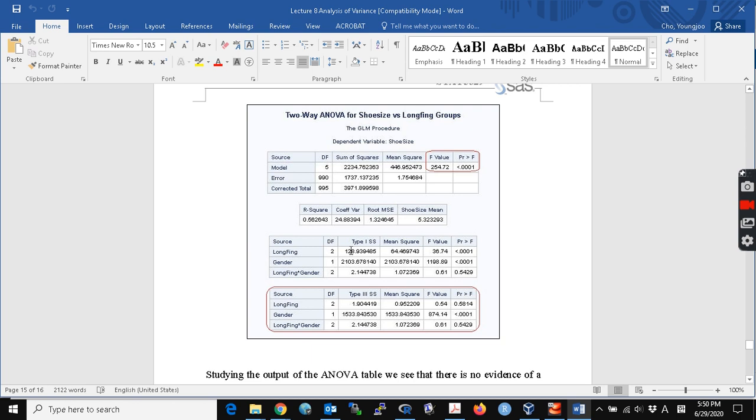Briefly speaking, type 1 sum of squares considers the order in your model fitting. Here, we calculate the sum of squares when you first add longfin. And then, given longfin only, you compute the sum of squares for gender. And then you compute the sum of squares for the interaction, given that you have longfin and gender. So this sum of squares is sequential, and it is usually called the sequential sum of squares.